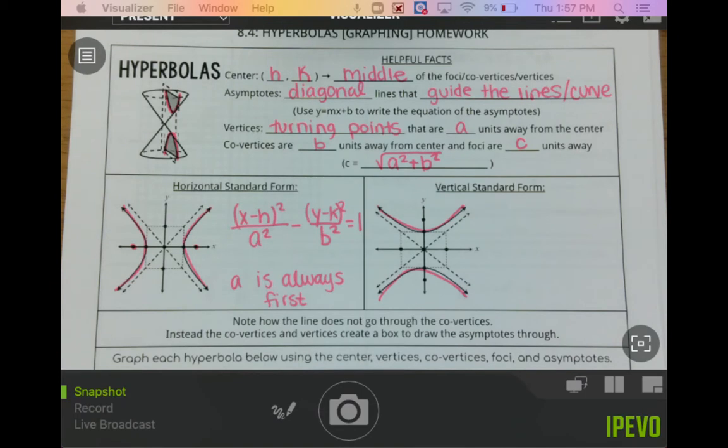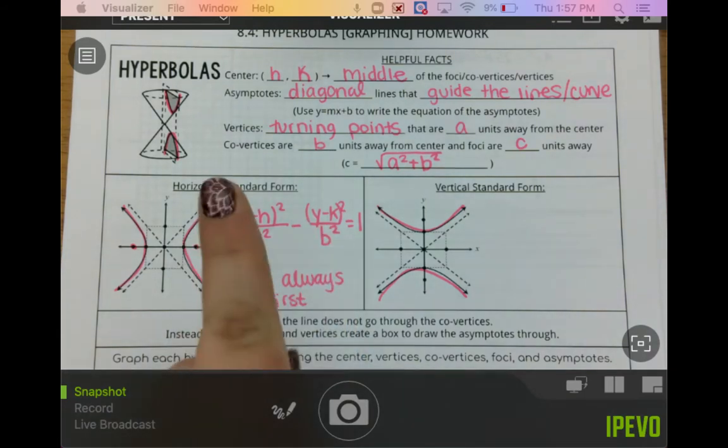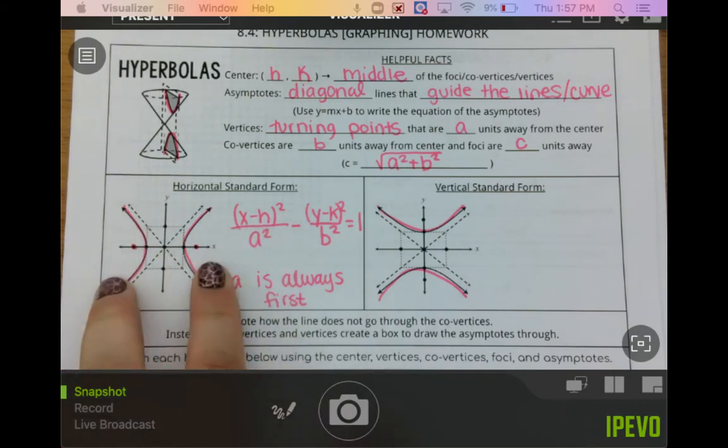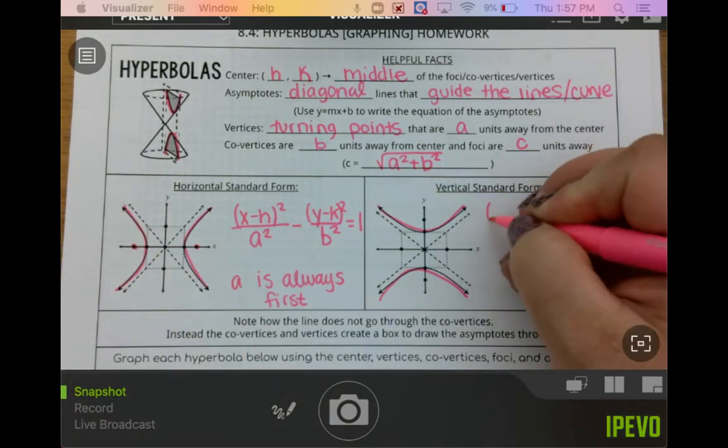I'm gonna write the vertical one too. The only thing that changes is x and y switch spots. If x goes first in the equation, it is horizontal. If y goes first, it's vertical.